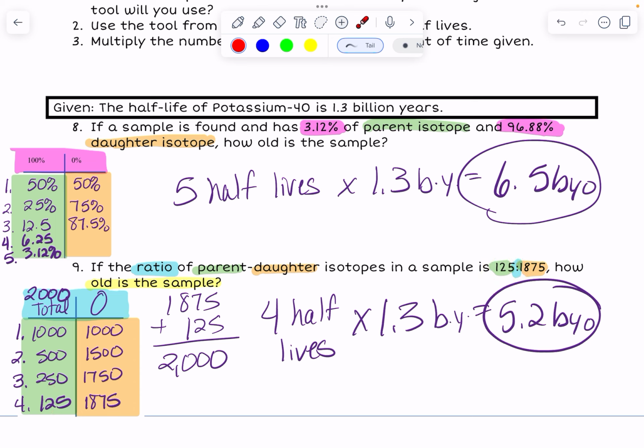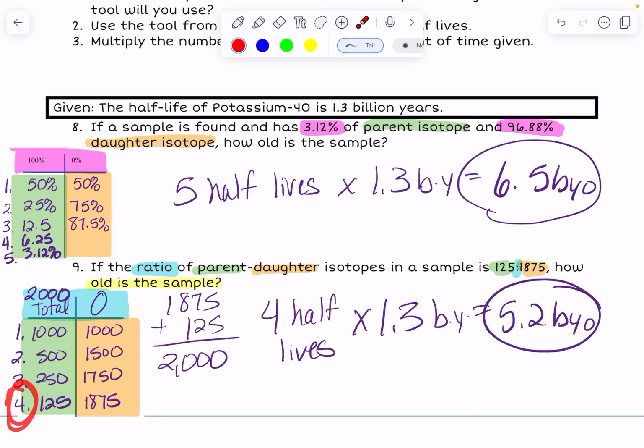And if I'm feeling efficient, I might not want to do this section. But what I would do is then figure out, what do I know that this equals the rest? So I would take 2,000 minus 125. Did I get 1875? Does that match over here? So you could double check your work that way.